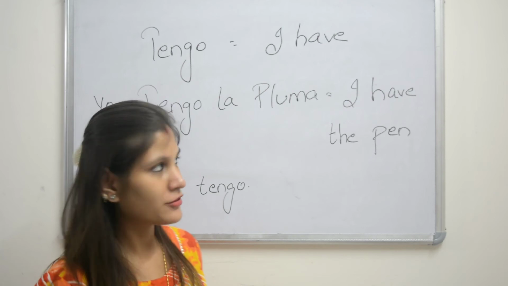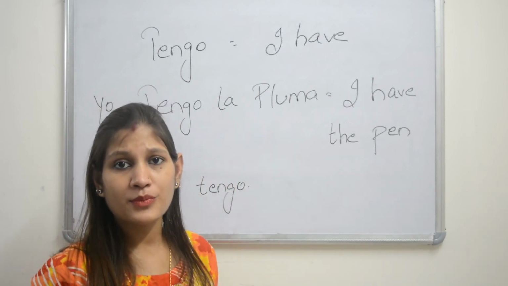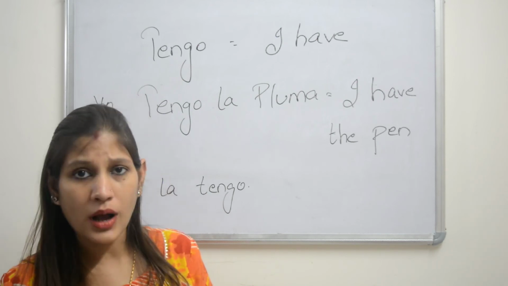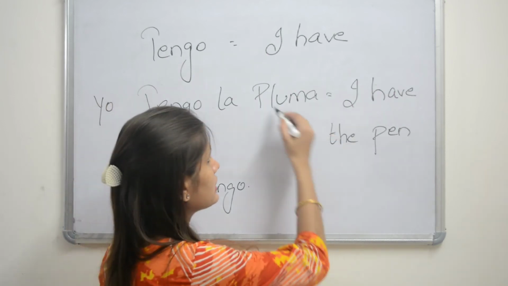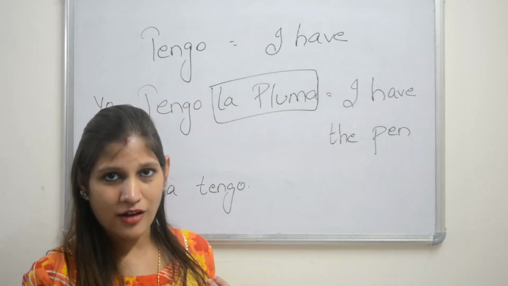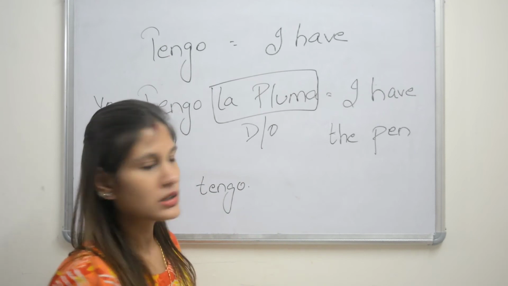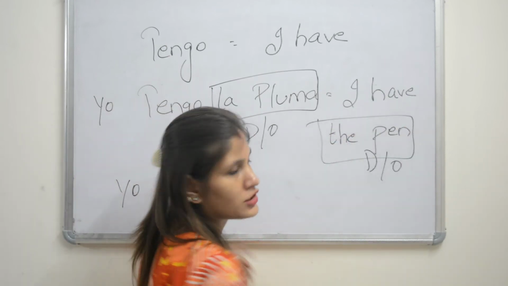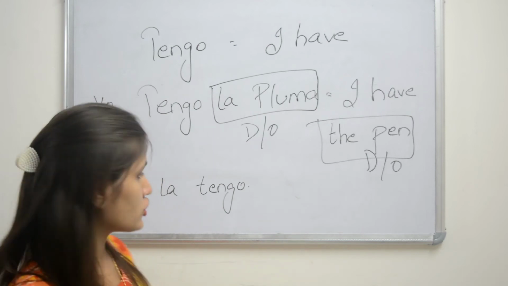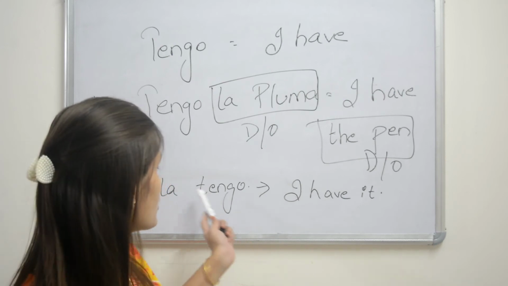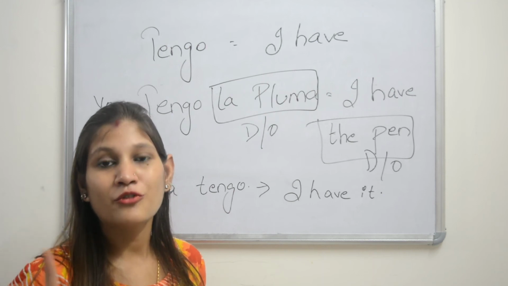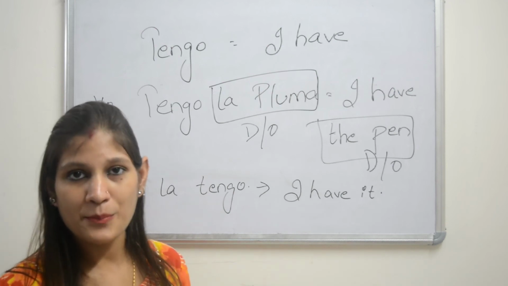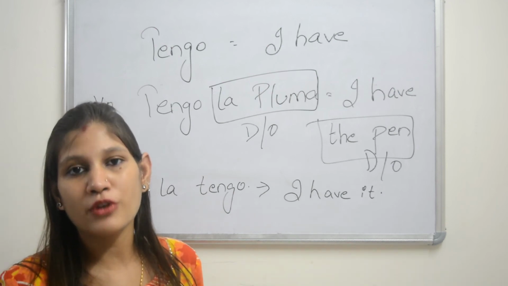Example number 2. Tengo means I have. Yo tengo la pluma. I have the pen. So here what do I have? La pluma. What I have, this is the direct object. The pen is the direct object. So this la pluma will be changed into la, because it is third person feminine. For it, third person feminine is la. I have it. So this is la.